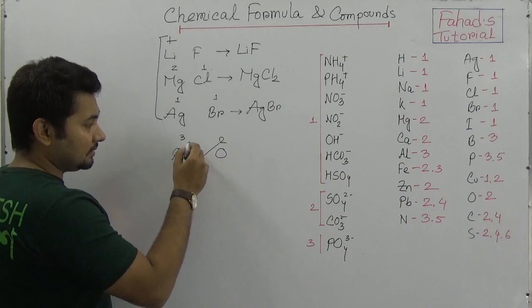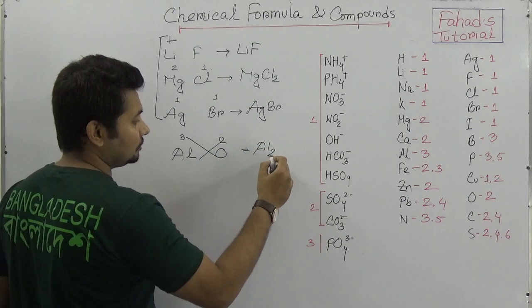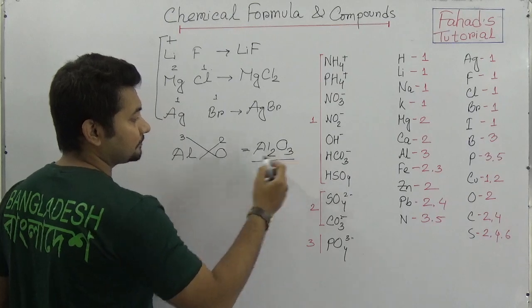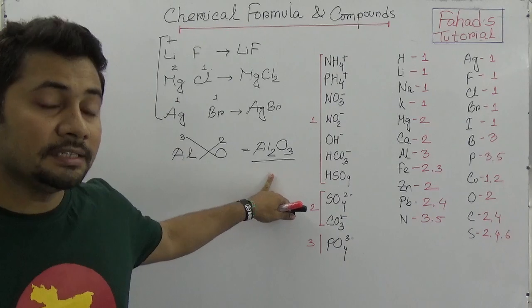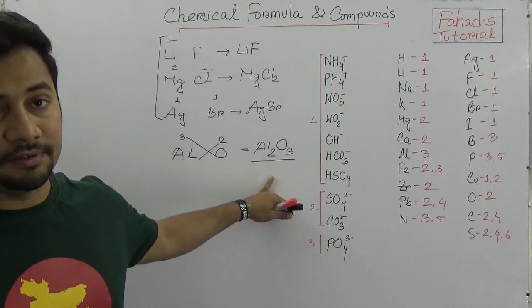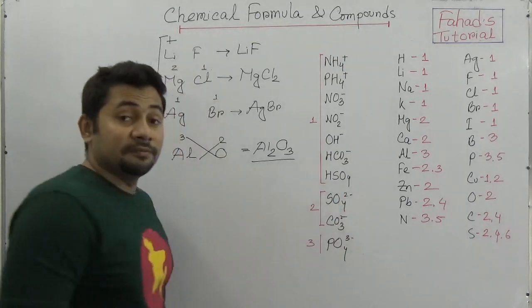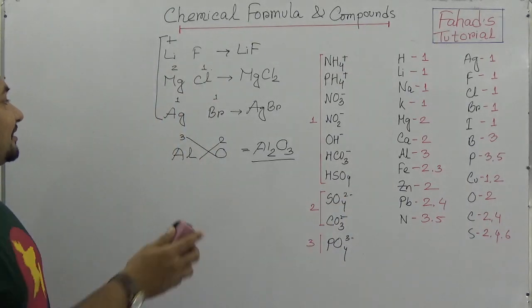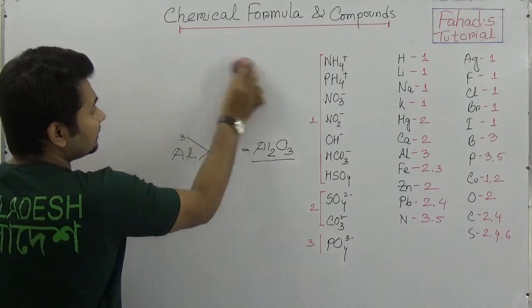So 2 comes here and 3 comes there. So it will be Al2O3. And this is the formula of aluminium oxide, and you should not forget it ever. Now I have to tell you something useful about the names or pronunciation of some compounds when variable valency is used.